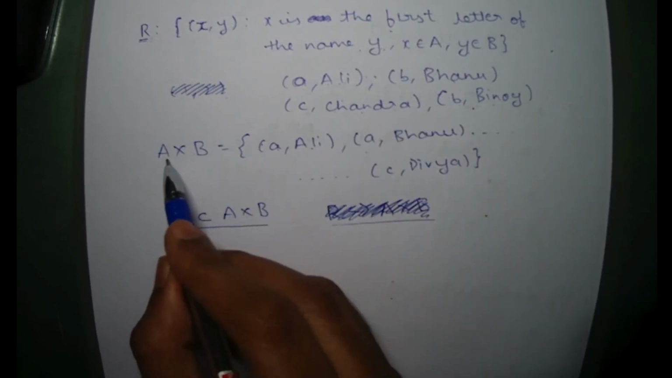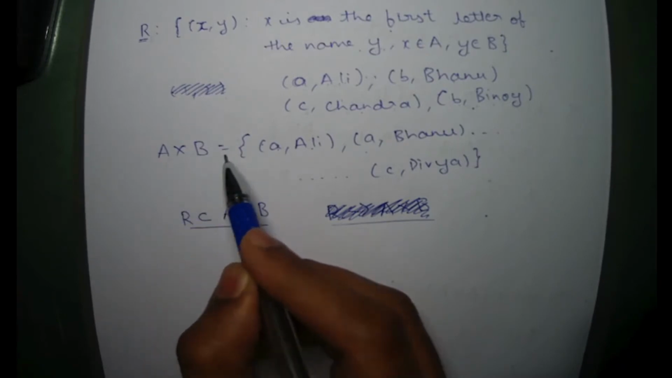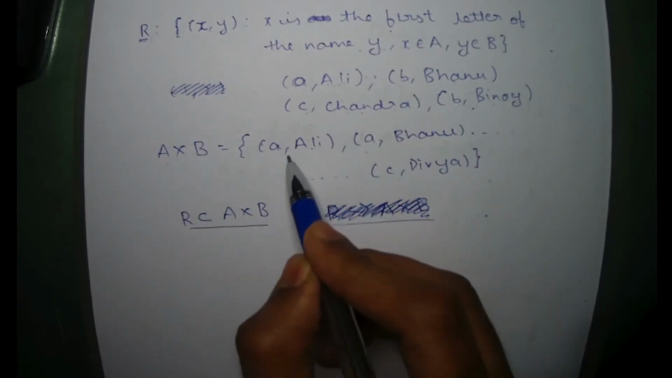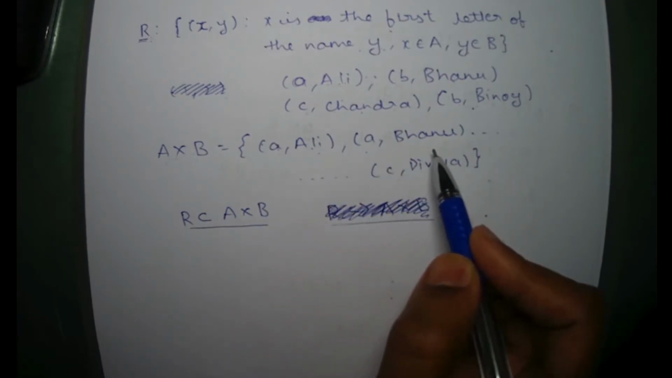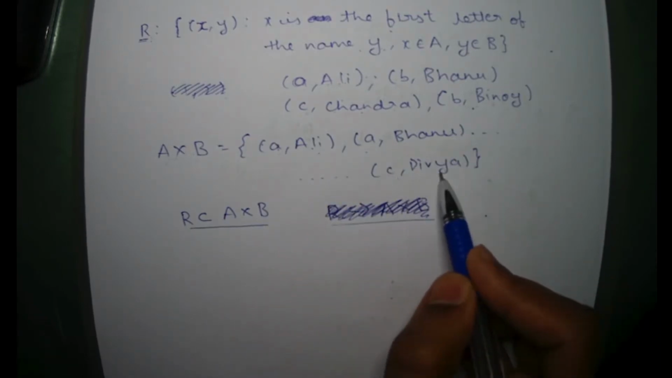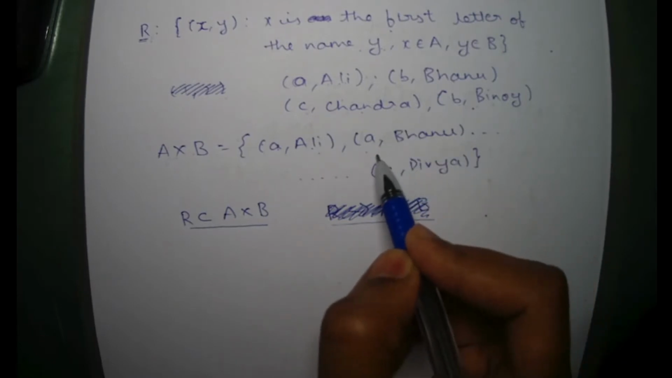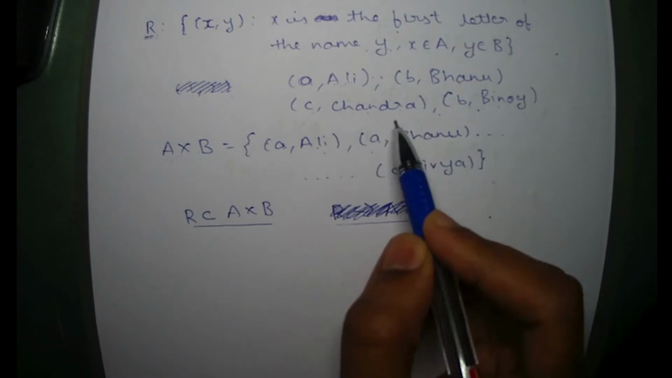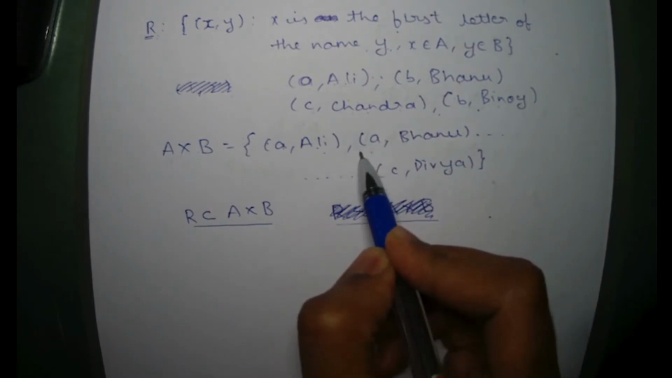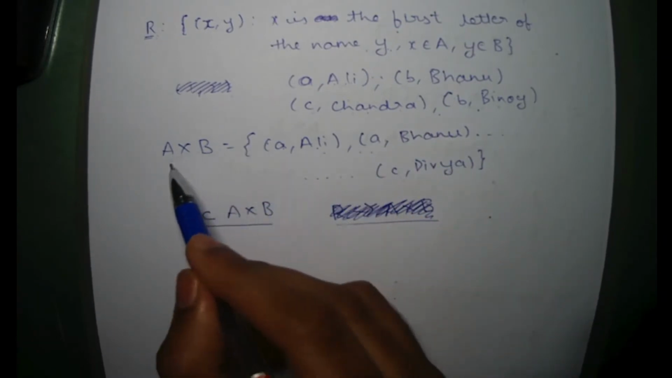The next thing we'll do is take the Cartesian product of the two sets, that is A and B. Once we do that, we'll get the following ordered pairs: (A, Ali), (A, Banu) and so on till (C, Divya). From this we know that the four ordered pairs we got from the relation are a part of the Cartesian product of the two sets A and B.